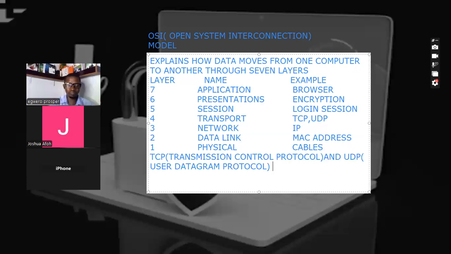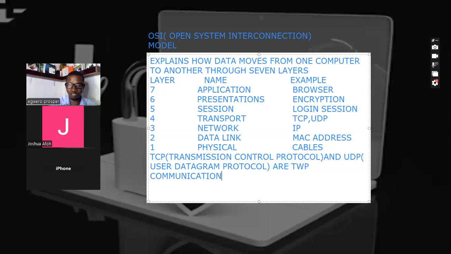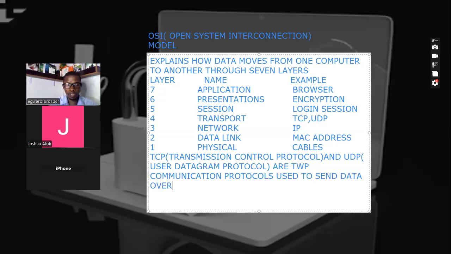So in summary, what do we achieve with them? They are two communication protocols. If you are working with MTN, Glo, those networking companies, the network administrators understand all this. Every networking engineer knows all this, not just the internet. They are communication protocols used to send data over a network. Simple as that.